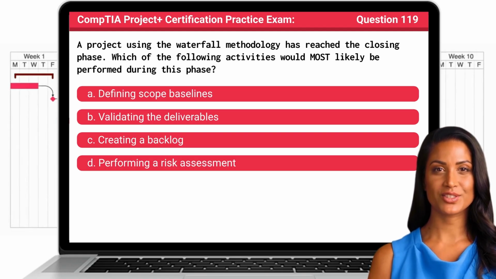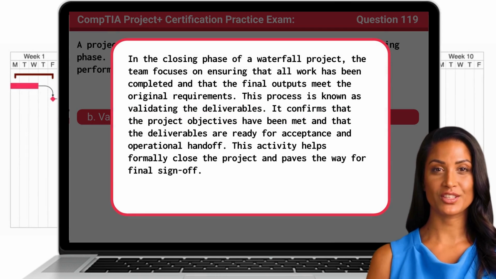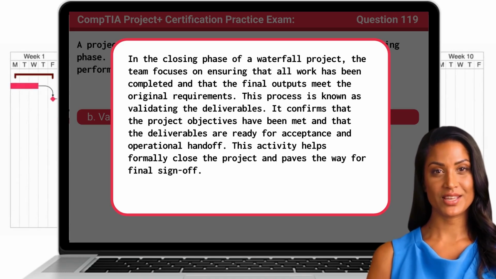The answer is B. Validating the deliverables. In the closing phase of a waterfall project, the team focuses on ensuring that all work has been completed and that the final outputs meet the original requirements. This process is known as validating the deliverables. It confirms that the project objectives have been met and that the deliverables are ready for acceptance and operational handoff. This activity helps formally close the project and paves the way for final sign-off.